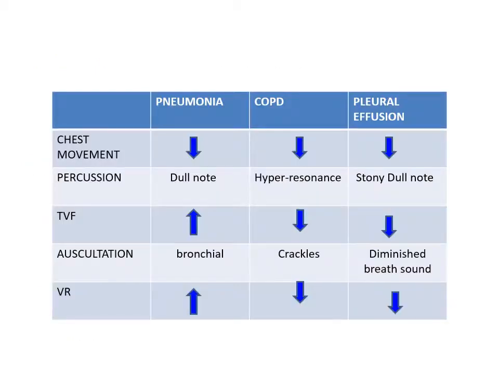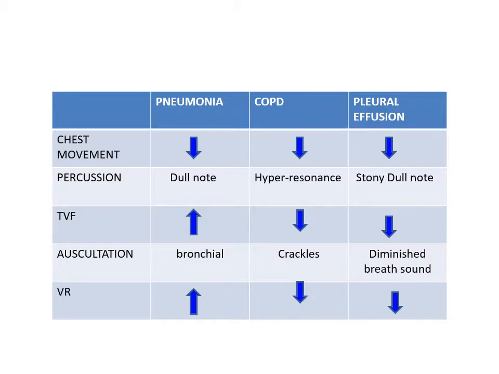Next, this is a table I have put of a few clinical conditions which routinely come to the hospital. Pneumonia, COPD, pleural effusion: these are cases we routinely see in medicine OPD and medicine wards. So what happens in these conditions? You might get a question: why are we actually doing respiratory system examination? Basically to get a differential diagnosis, so we have to do the respiratory system examination.